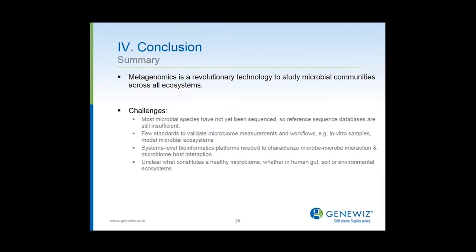Few standards exist to validate microbiome measurements or workflows, and there are few systems-level bioinformatics platforms. Finally, it's even unclear what constitutes a healthy microbiome, whether in human, gut, soil, or the environment.